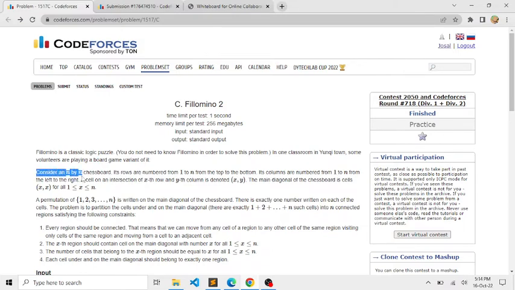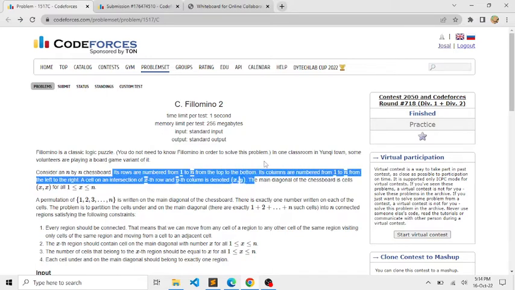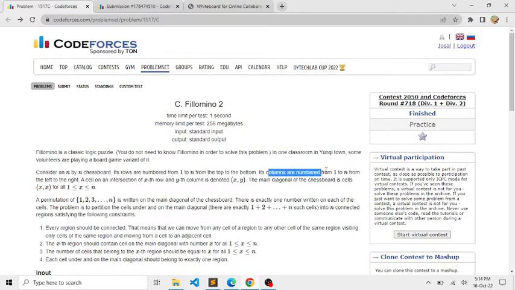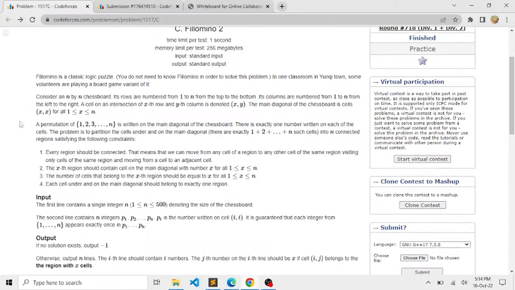Now consider an n by n chessboard. Its rows are numbered from 1 to n from top to bottom, and its columns are also numbered from 1 to n from left to right. A cell is an intersection of xth row and yth column and is denoted by xy. The main diagonal on the chessboard is the cells xx for all valid x from 1 to n. A permutation of 1 to n is written on the main diagonal of the chessboard. There is exactly one number written on each of the cells.